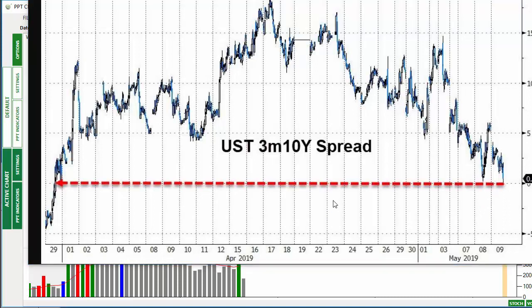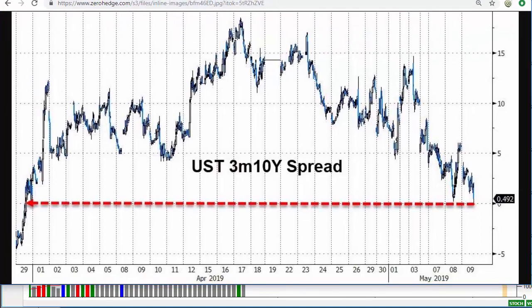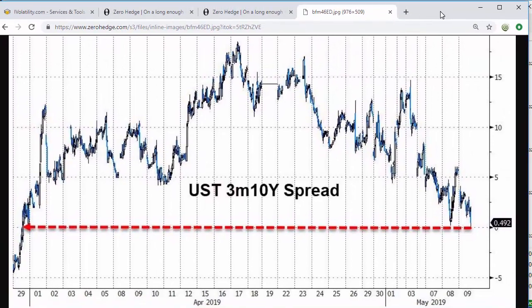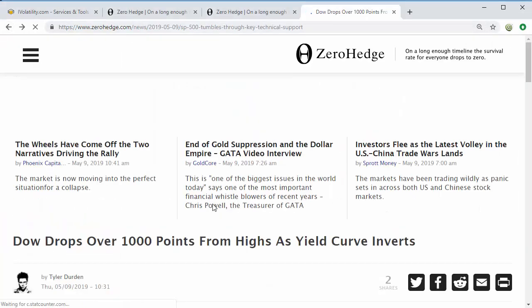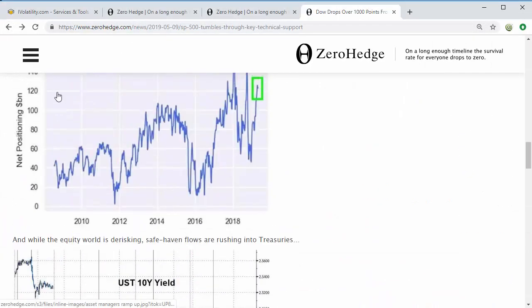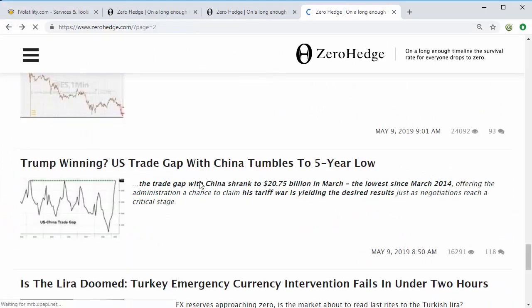There have been recessions without the yield curve inverting, but 100% of the time when the yield curve inverts, then you actually see a recession. So this is the second time this has happened recently, so keep an eye on this as well. And then I'll just wind this back.